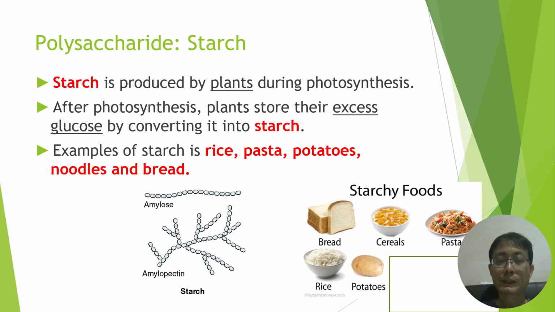Starch is produced by plants during photosynthesis. After photosynthesis, the plant stores excess glucose in the form of starch. So basically, starch is a storage mechanism for the plants, where they store the starch in places like your rice, potatoes, etc.